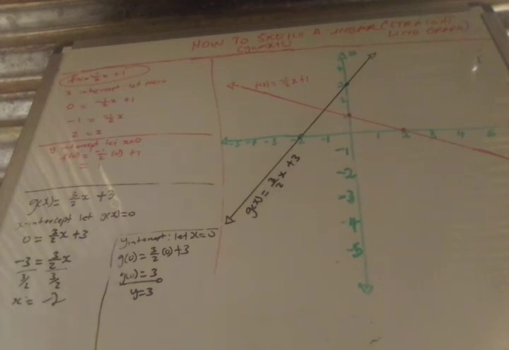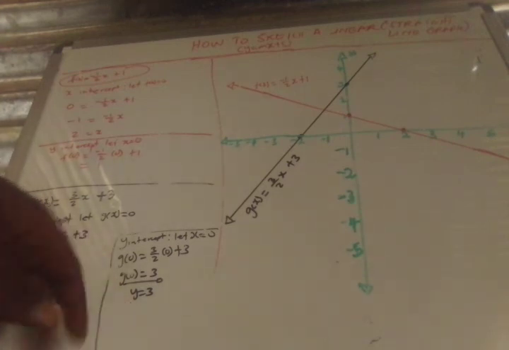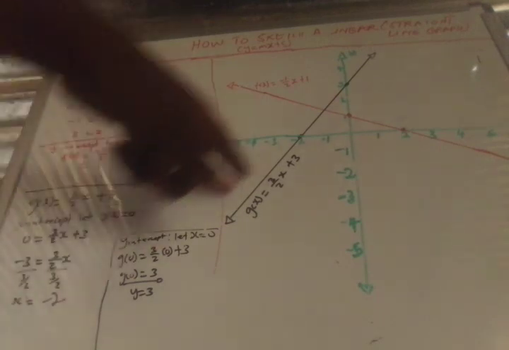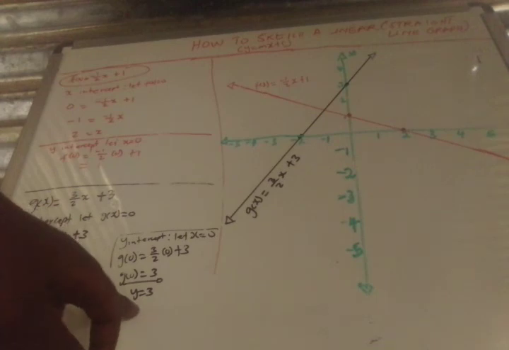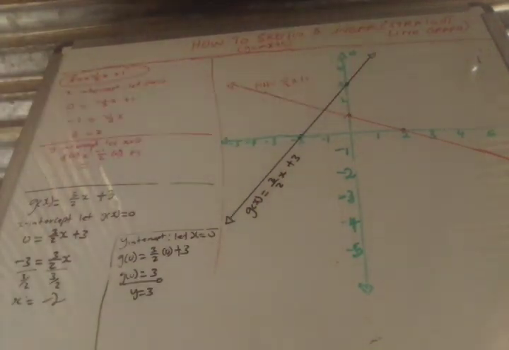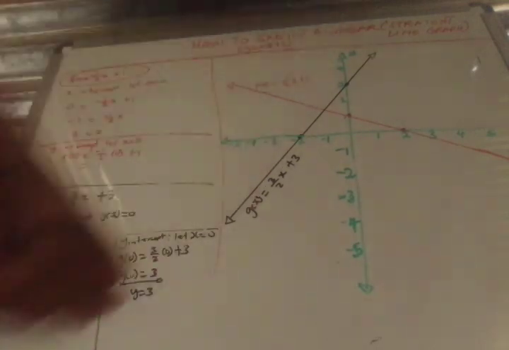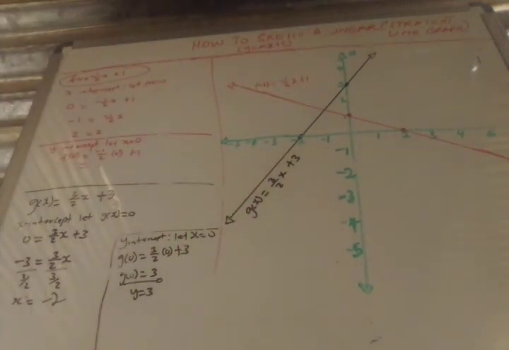Because we want to sketch this graph, we look for these 2 points, the x-intercept and the y-intercept. x equals negative 2 is there, we have marked it, and y equals 3 is there, we have marked it. We just join the 2 points, and that becomes our straight line, and we just label it there.